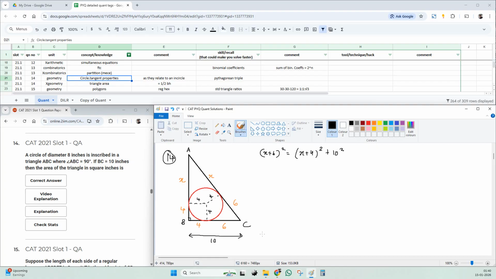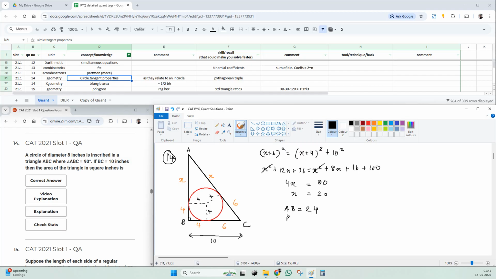Now this looks like a quadratic, but notice that the x square coefficient is 1 on the LHS and the RHS. They will cancel and it will reduce to a linear equation. x square plus 12x plus 36 is equal to x square plus 8x plus 16 plus 100. x squares will cancel. Isolate the x terms in this side, 4x. The other side would be 100 plus 16 minus 36, which is 100 minus 20, which is 80. x is 20. Now we know that the vertical side AB is 24.